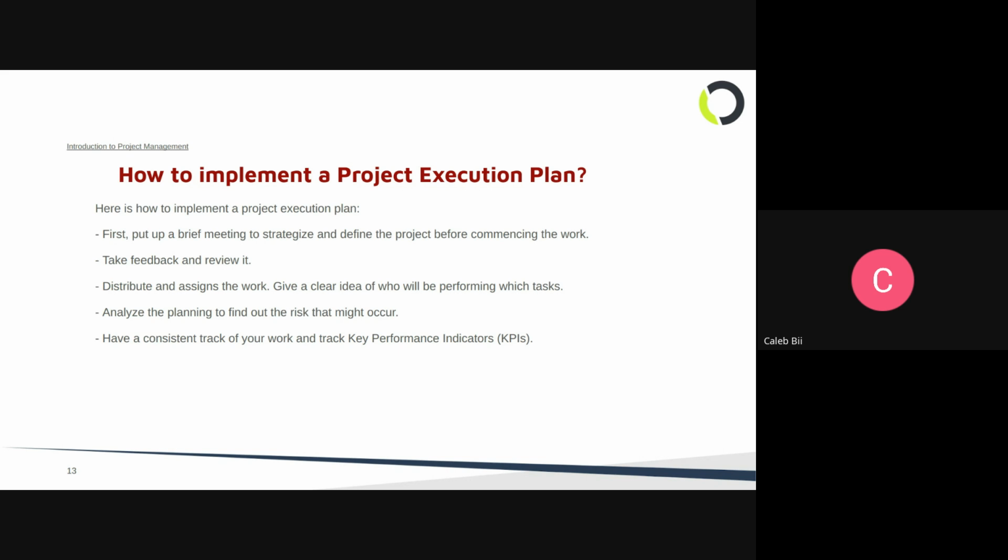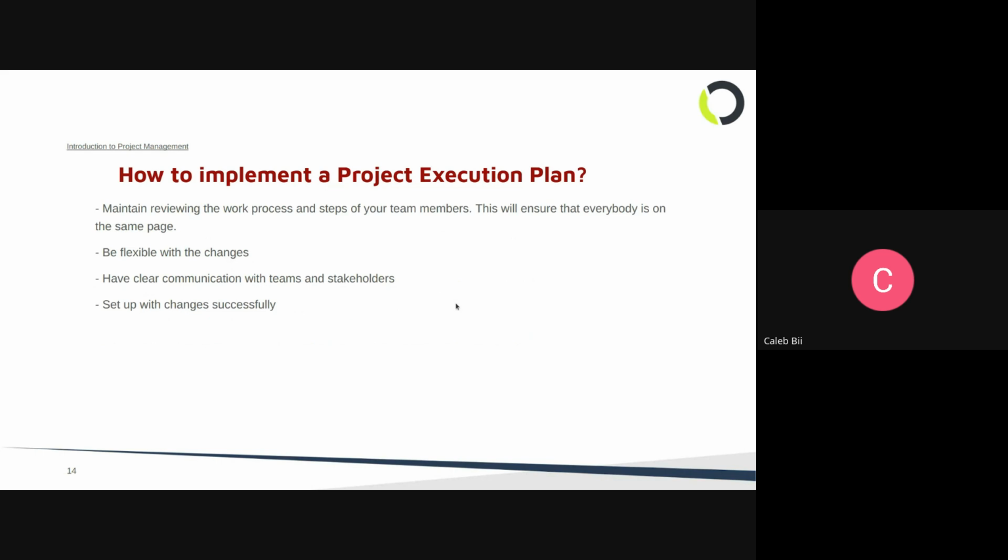So have a consistent track of your work and key performance indicators. For the KPIs, remember you will have certain KPIs. These KPIs will tell you if a certain goal has been hit, or attained, or not. So usually have your KPIs documented somewhere nice and accessible.